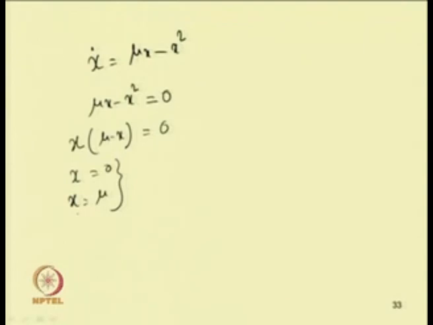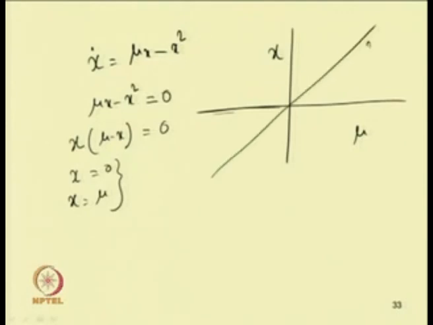In this case I can plot the response. If I plot x versus mu, I will have two solutions. x equal to 0 is one solution, so this line represents x equal to 0, and then we have x equal to mu, so we have another line. So, this is x equal to mu and this is x equal to 0. In these two solutions, we should know which part is stable and which part is unstable.